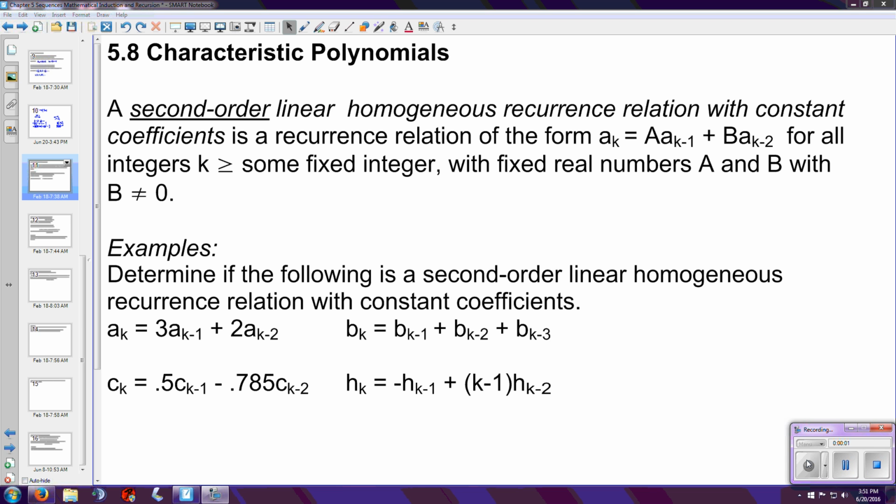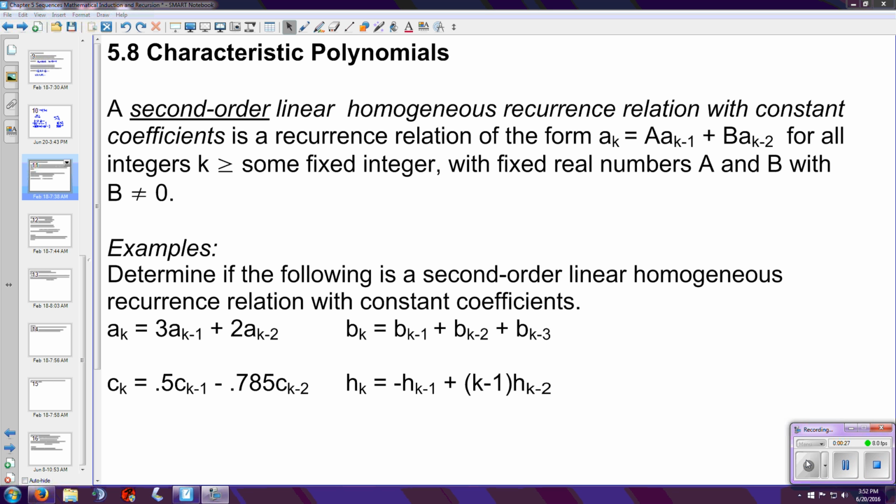The last section we're going to talk about with Chapter 5 is 5.8, and this is all about characteristic polynomials. Sometimes these are just called characteristic equations, what we're going to be doing with this. Now, earlier in section 5.6 with recurrences, we had mentioned that the order of a relation is dependent on how many terms back you have to go.